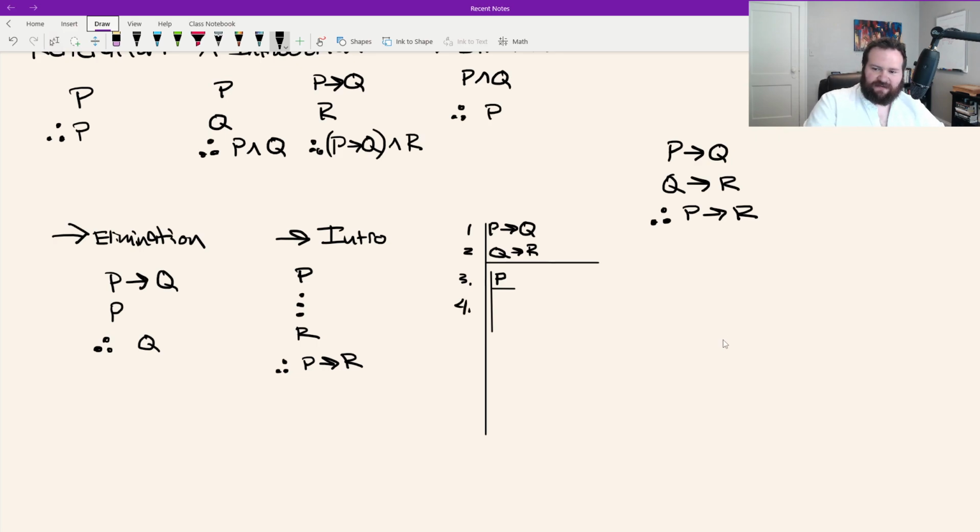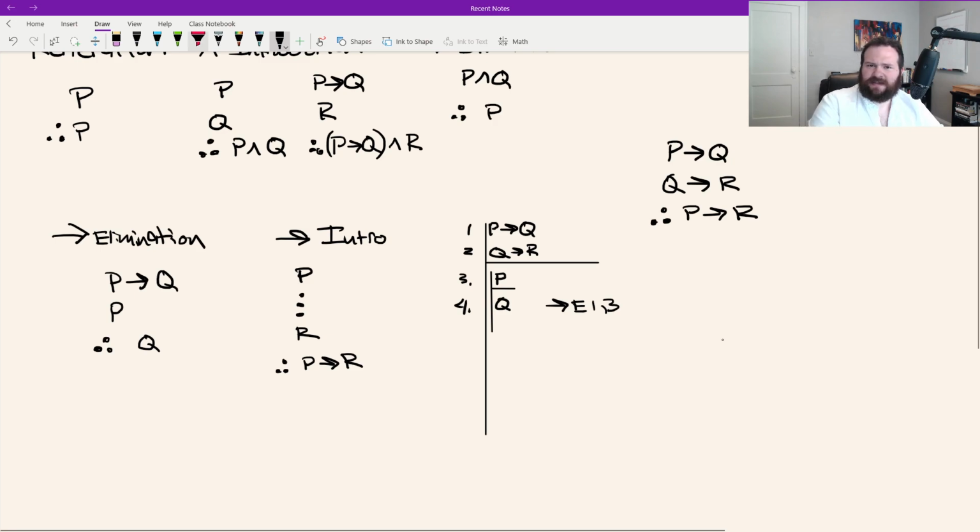So, step 4, now that I've assumed P, I can get Q. Well, how do I do that? It's by using conditional elimination, right? If you look on premise 1, I have if P then Q. Well, I just assumed that P is true, so now that entitles me to derive Q. That's going to be conditional elimination 1, 3.